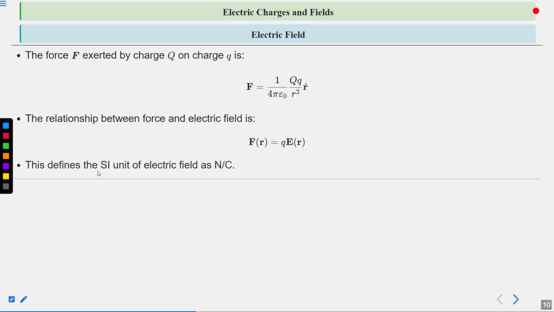This defines the SI unit of electric field as Newton per Coulomb. Newton per Coulomb is the SI unit of electric field. Let's calculate. Here E of r is equal to F divided by q, and the unit of force is Newton and the unit of charge is Coulomb. So it becomes Newton per Coulomb.